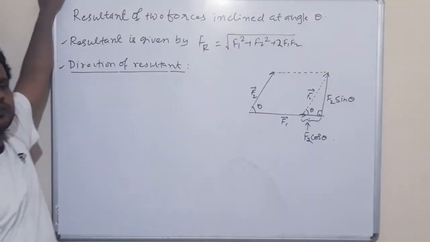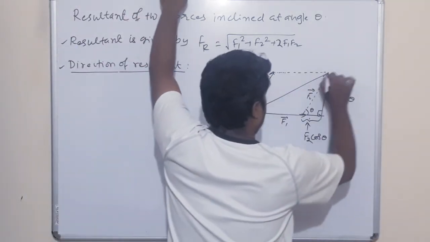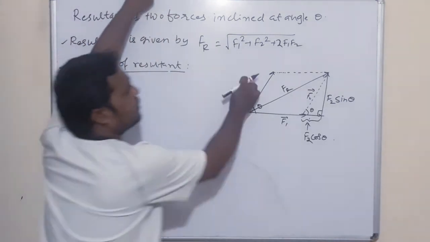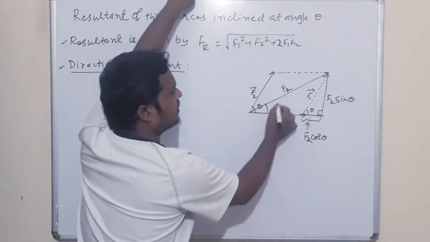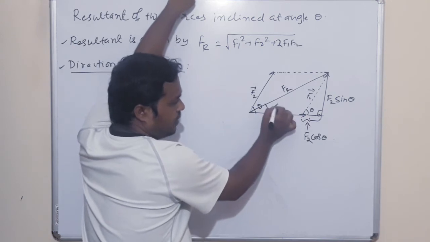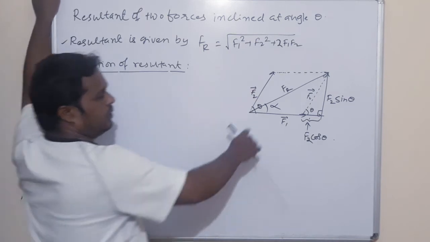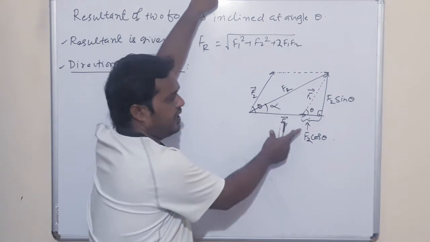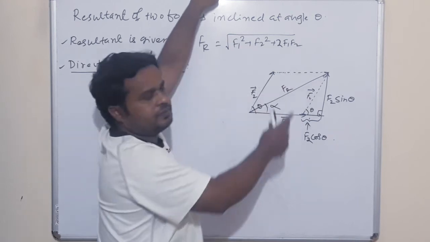See, to calculate the direction of resultant, what will we see? Suppose this is the resultant. We'll take any one of these two vectors. For example, let me take vector F1. What is the angle between F1 and F resultant? Let us denote this angle by alpha. Then, what is alpha? It is the angle between any one force I have selected out of F1 and F2 and F resultant. Angle between F1 and Fr.